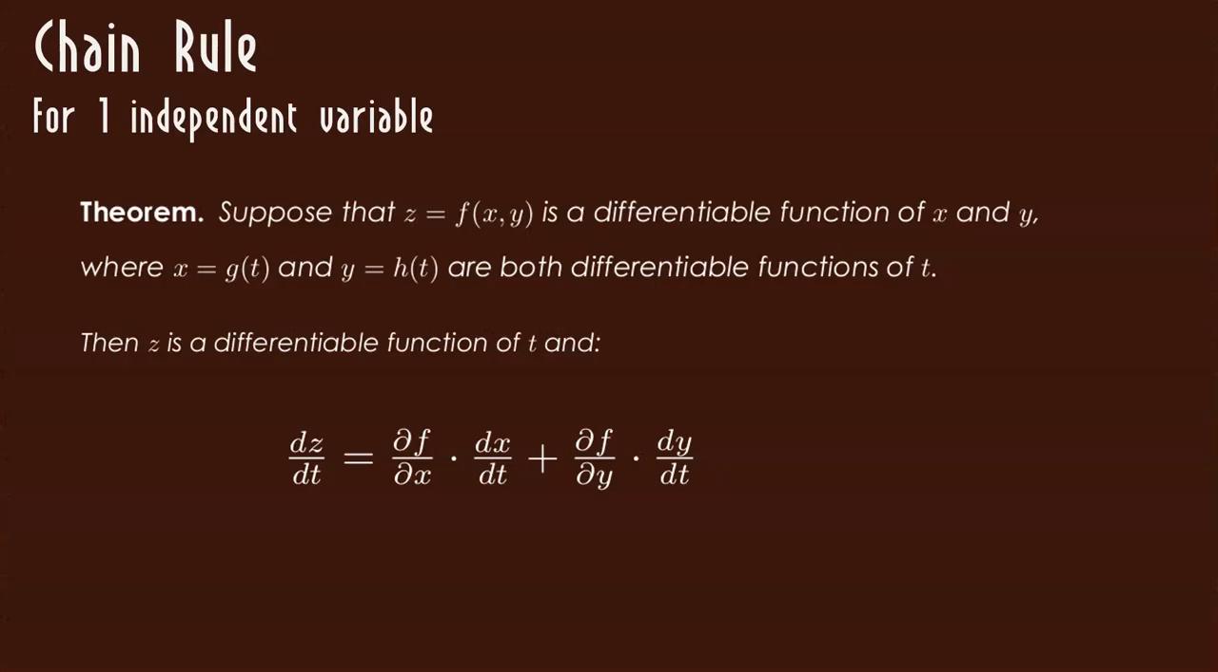Suppose that z is a function of x and y, and both x and y are functions of t, and everybody's differentiable everywhere. Then if I want the derivative of z with respect to t, I would take the partial of f with respect to x and multiply it by the partial of x with respect to t. That gives me the partial of f with respect to t aspect in there, but in terms of x. I do the same thing with the y's. I have the partial of f with respect to y times dy/dt.